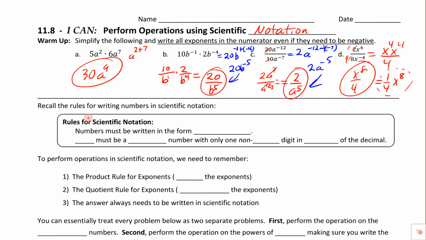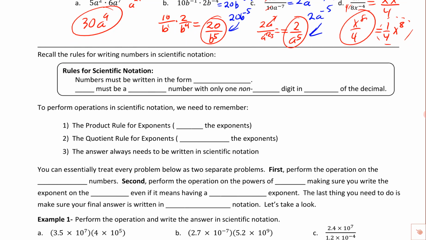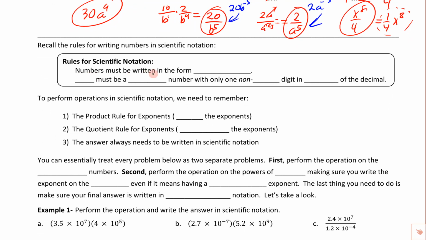Okay, let's remember those rules for working with numbers in scientific notation. They've got to be written in this particular form. It's going to be m times 10 raised to the n. And the first part of this is the decimal number. So m must be a decimal number, with only one non-zero digit in front. Okay, so it's got to have a digit 1 through 9 in front of the decimal.